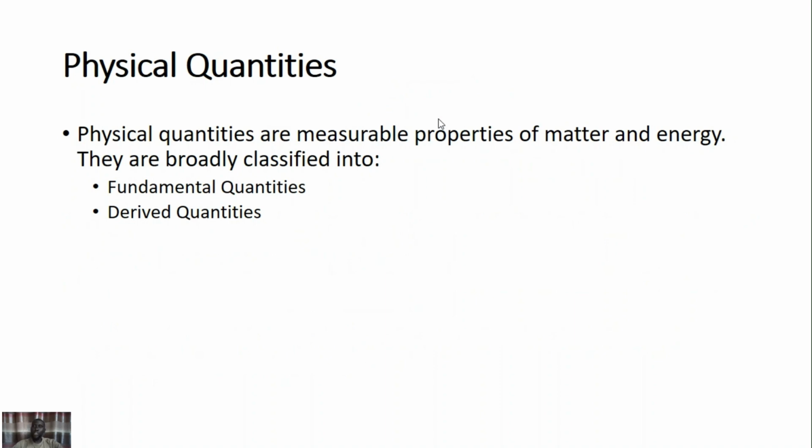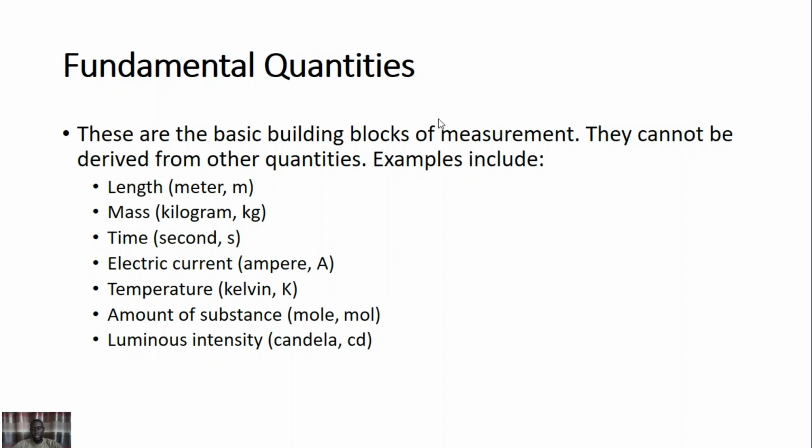Physical quantities are measurable properties of matter and energy. And physical quantities are broadly classified into fundamental quantities and derived quantities. What are fundamental quantities? Fundamental quantities are the basic building blocks of measurements, and they cannot be derived from any other quantities. Length is a fundamental quantity, mass is a fundamental quantity, and the rest that is listed below.